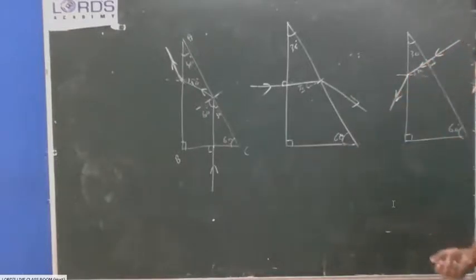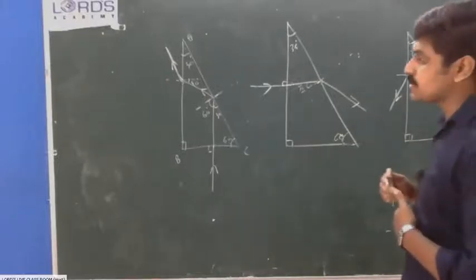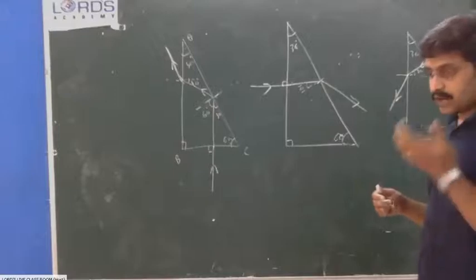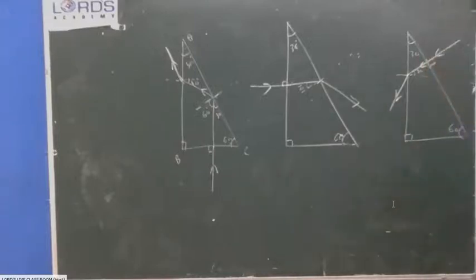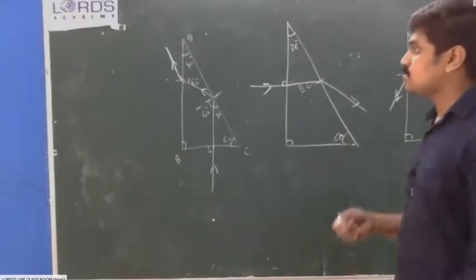Just two refractions only. Why doesn't total internal reflection occur? Simple thing. Here, the angle of incidence is less than the critical angle. 30 degrees. In both cases, the angle of incidence is 30 degrees. So, no total internal reflection occurs.